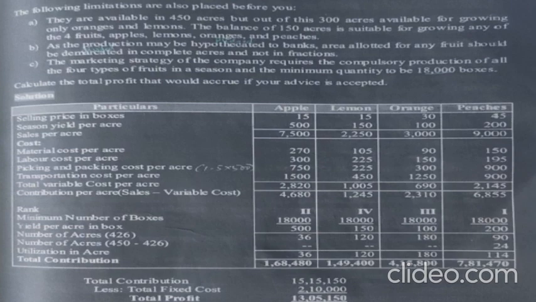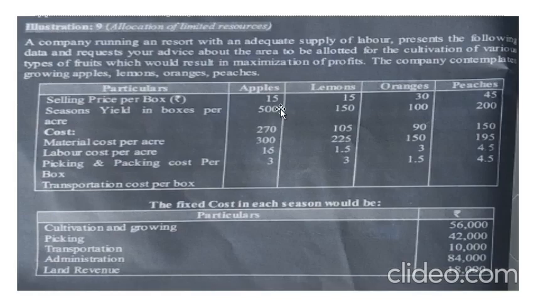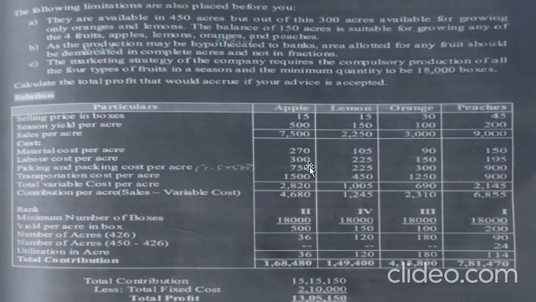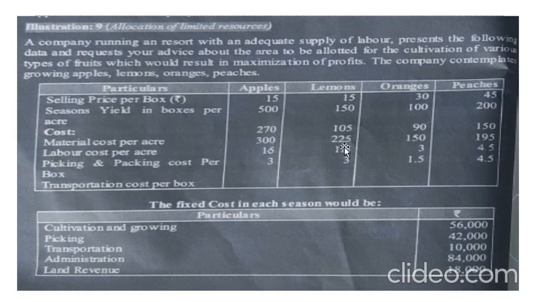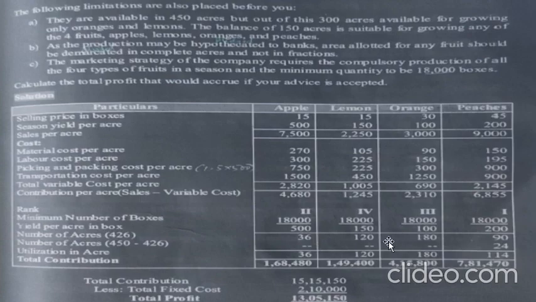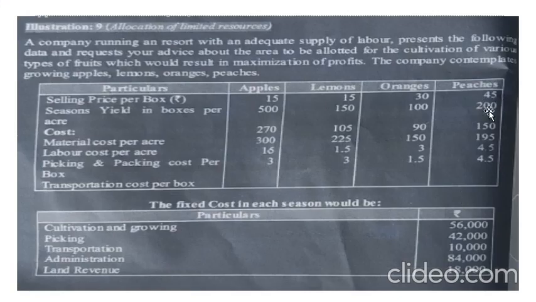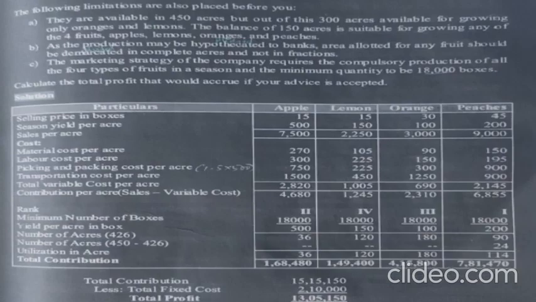So 15 into 500 is the selling price for apple, and 15 is the selling price for lemon. 150 boxes can be produced, so 15 into 150 will give us 2250. For apple it is 7500. Then for orange it is 30 into 100 boxes, which will give us 3000. Then we have the next fruit, peaches. 45 is the selling price, and the yield in 1 acre is 200 boxes. So 200 into 45 gives 9000. So this is our selling price.